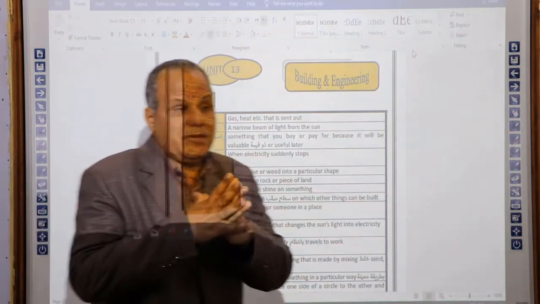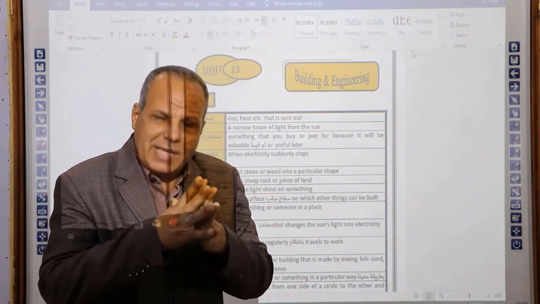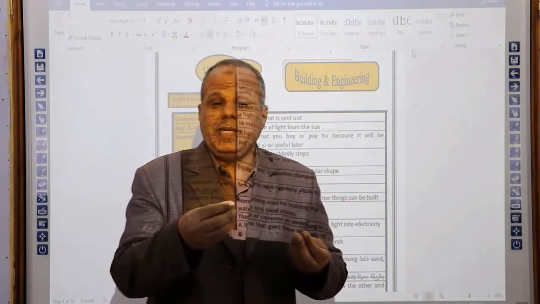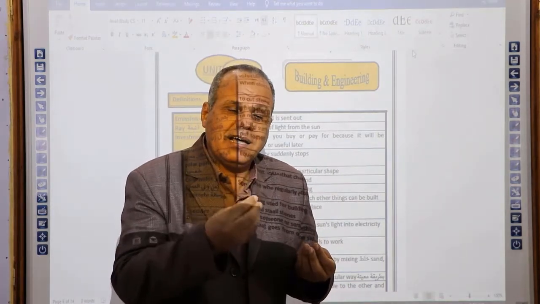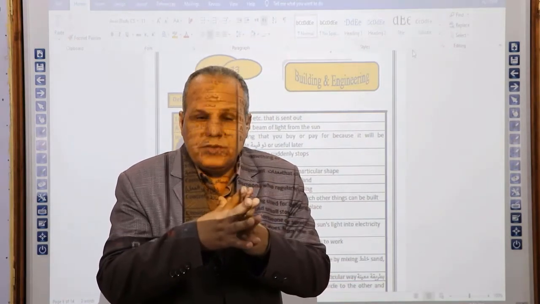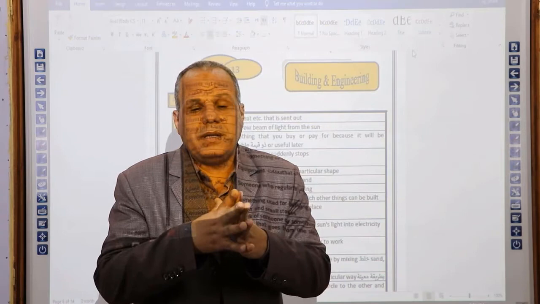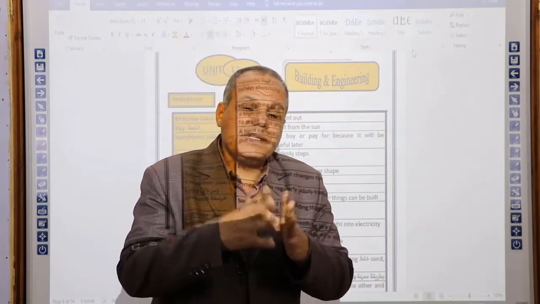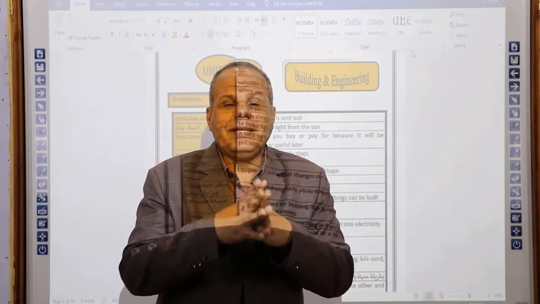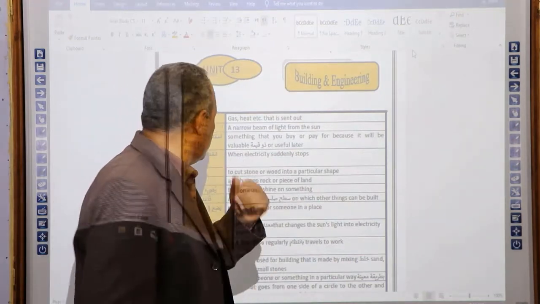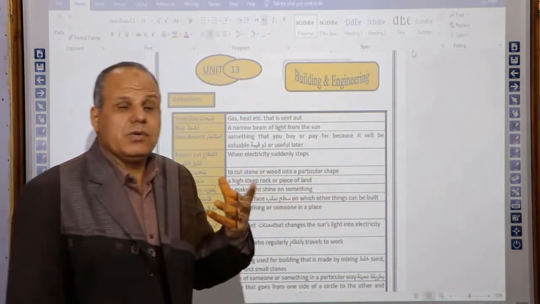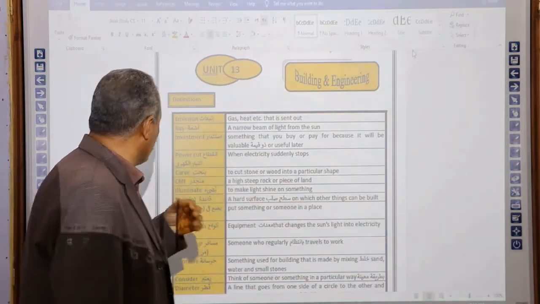Carve. Carve that means in Arabic ينحت أو ينقش. Note the following carefully. What is the difference between carved into and carved out of? Carved into that means in Arabic منحوت فيه. It's always followed by a place. But carved out of منحوت من it's always followed by the material المادة الخام التي نحت منها التمثال. Carve: to cut stone or wood into a particular shape في شكل معين.